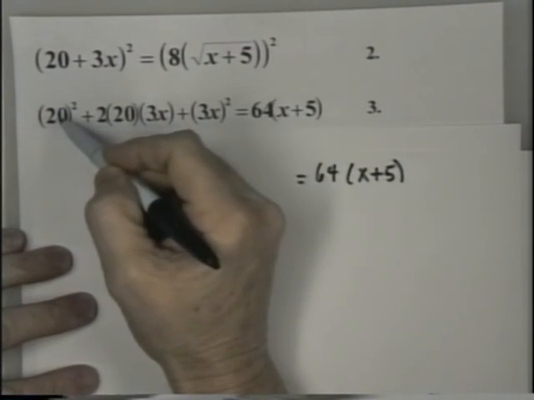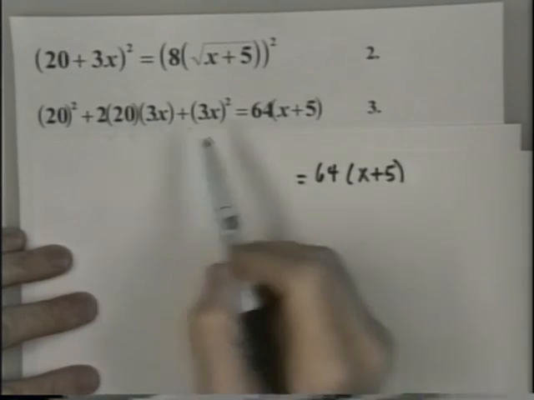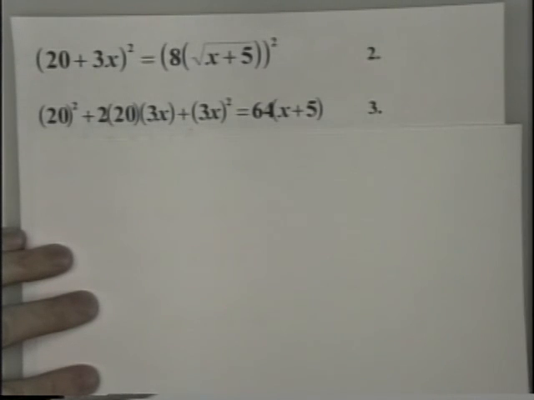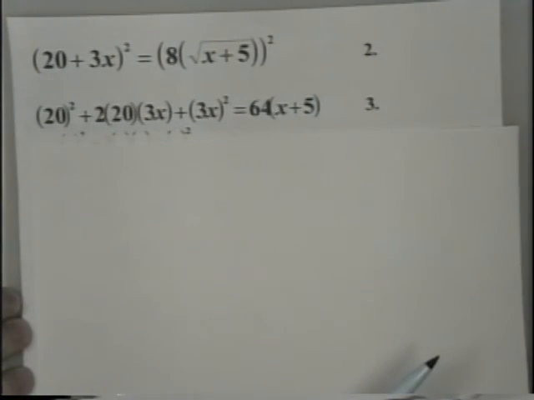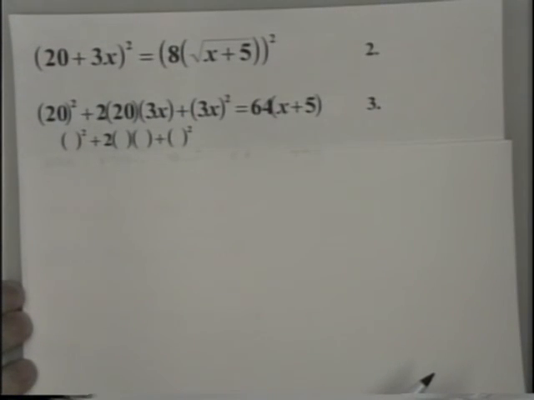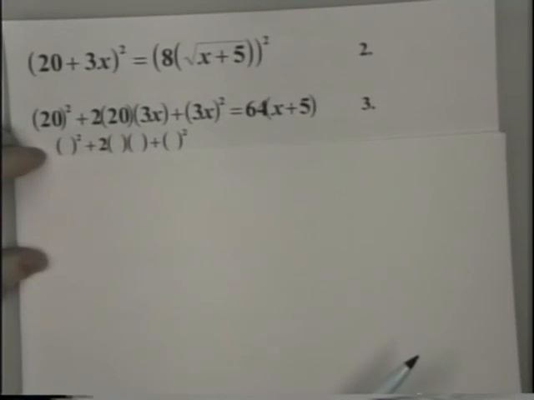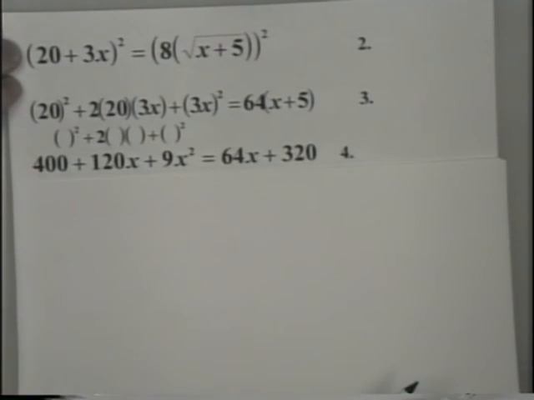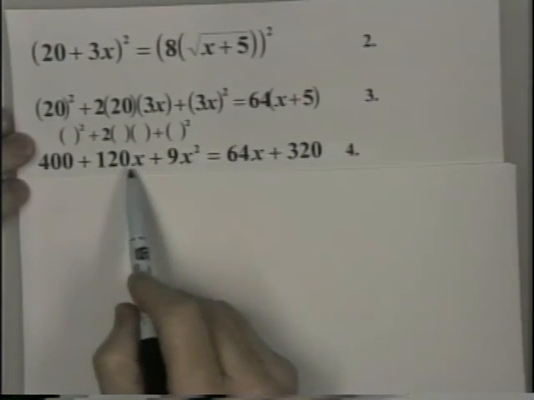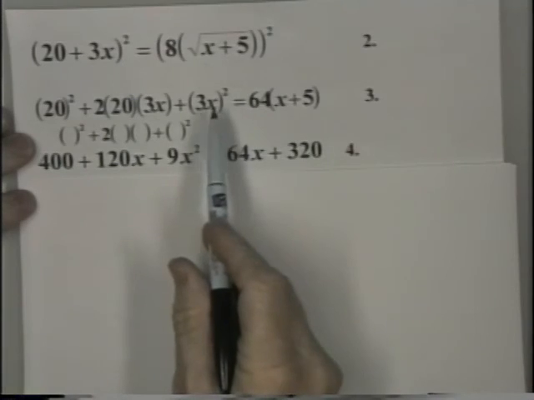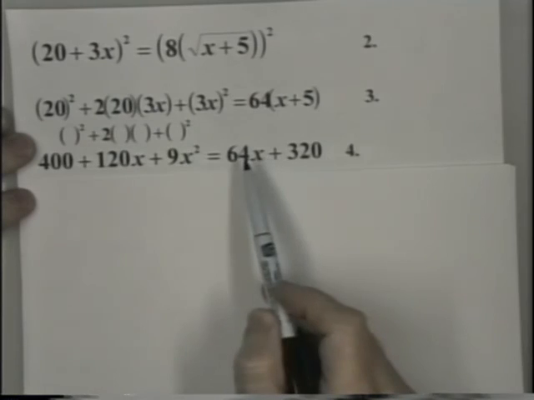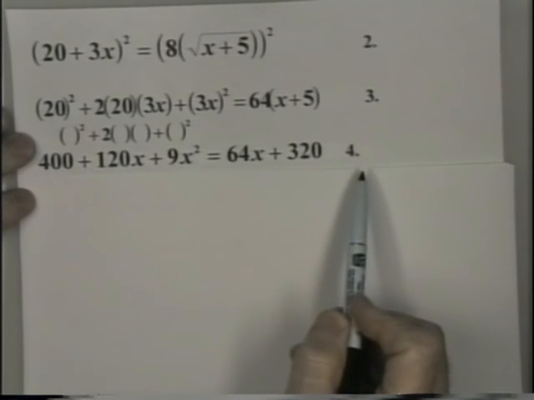It's the square of the first one plus twice the product of the two plus the square of the second one equals 64x plus 5. And I'm just emphasizing again, that's what I've used, that pattern. There it is. Simplify that. 20 squared is 400. 2 times 20 times 3 is 120x. 3x squared is 9x squared. Distribute 64. You get 64x plus 320.